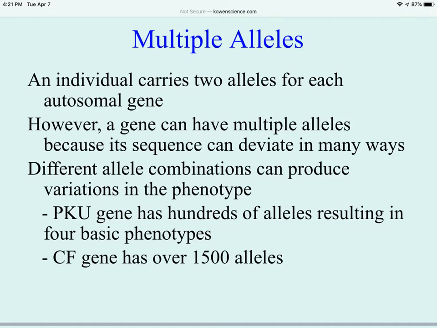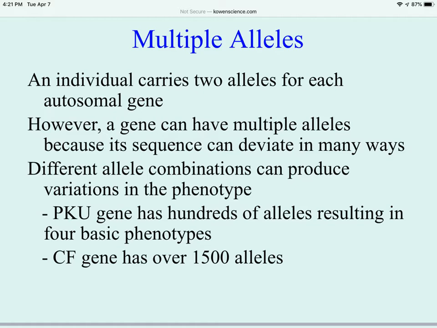So in this video we are going to be looking at multiple alleles and the genetics behind multiple alleles, and how we would approach solving multiple allele problems. As a reminder, individuals carry two alleles for each autosomal gene. You get one from mom, one from dad, and remember an autosomal gene is a gene that controls some trait about you except whether you're male or female. So our autosomal genes give us every trait about us except being a boy or girl.